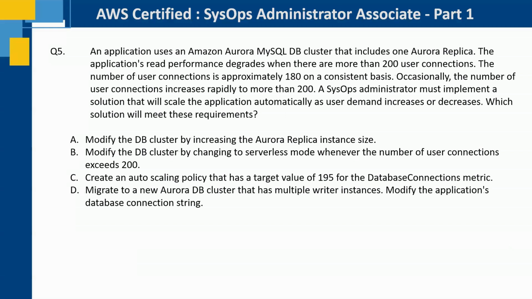An application uses an Amazon Aurora MySQL DB cluster that includes one Aurora replica. The application's read performance degrades when there are more than 200 user connections. The number of user connections is approximately 180 on a consistent basis. Occasionally, the number of user connections increases rapidly to more than 200.